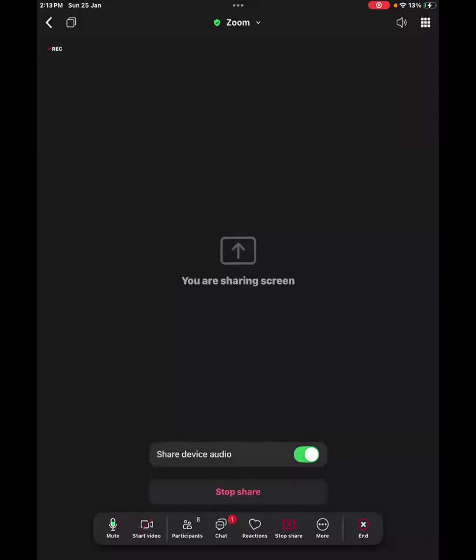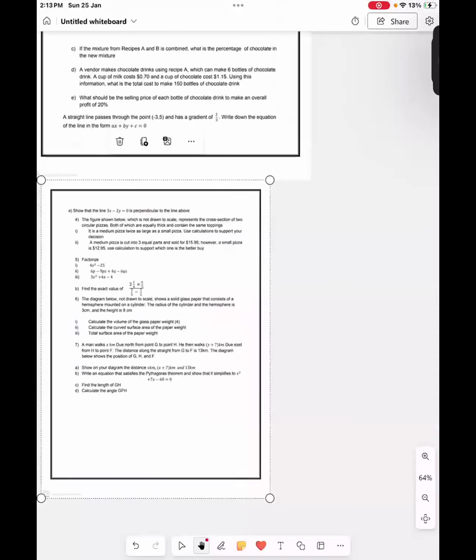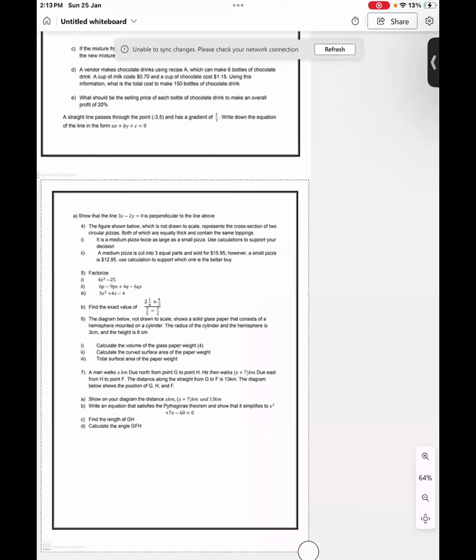Much better, guys? Sir, we're still seeing the old screen. Oh, you see the old screen. Okay, I think I need to stop sharing it then. All right, tell me if you're seeing the new screen shortly. Yes, sir.